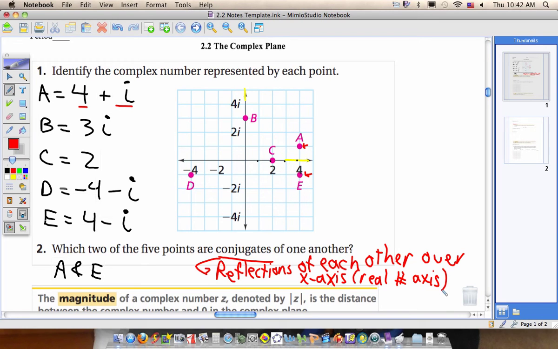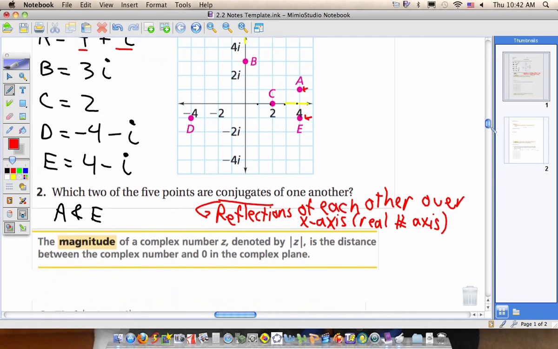When you go through your assignment, you're going to have some computations with these imaginary numbers, and they're going to ask you things like, what kind of transformation do you do to get from one to the next? So if they ask about conjugates, well, they're reflections over the real number axis. Some of the computations might lead to rotations or reflections, those kinds of things. So that makes it better.